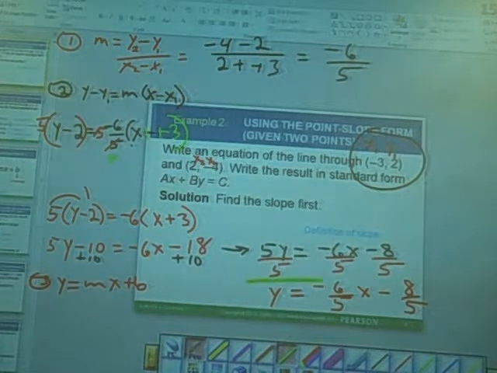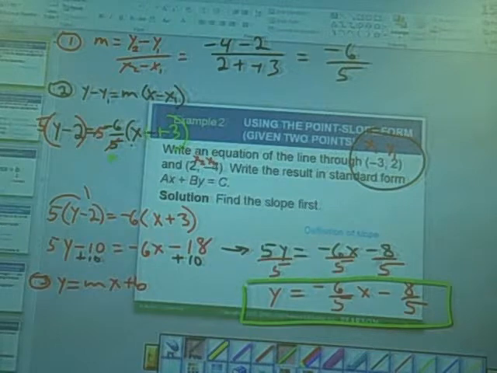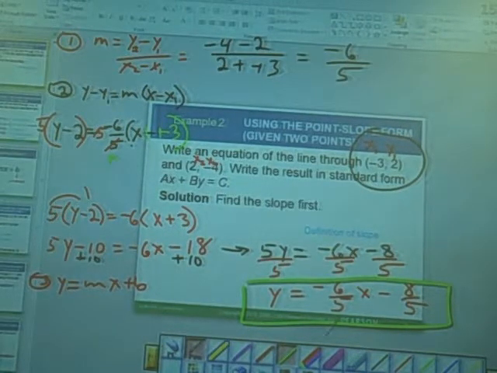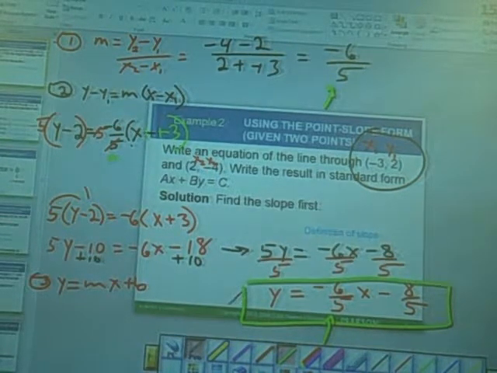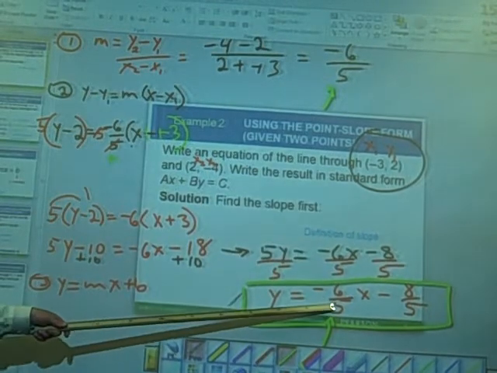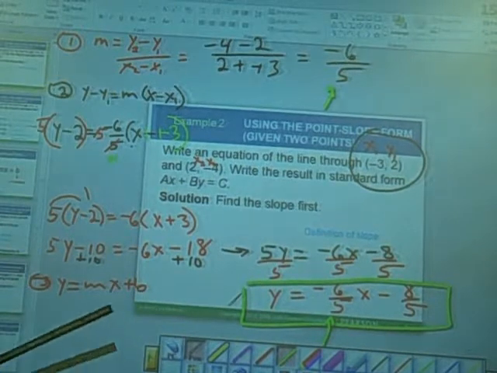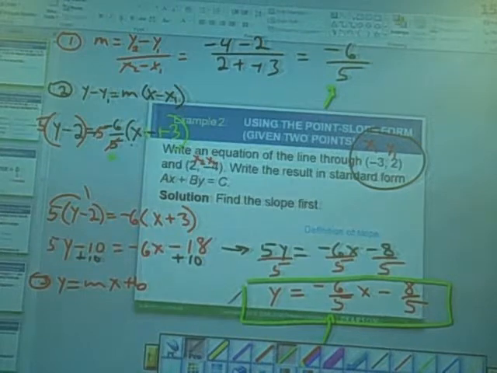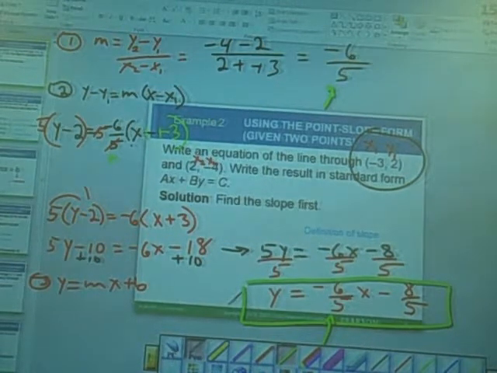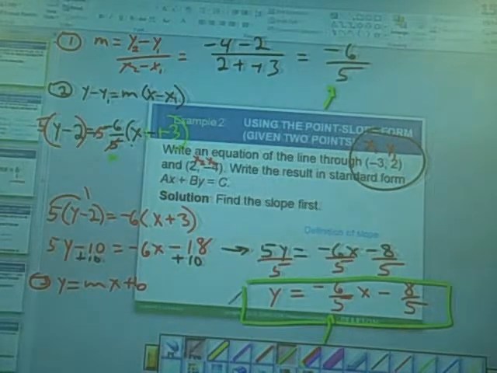And that's our answer, is that equation. Now notice the slope is the same as what we started with. If the slope that you end up with is not the same as the slope that you started with, then something went wrong in the arithmetic or the algebra in your working through the problem. Okay? Alright, questions with that?